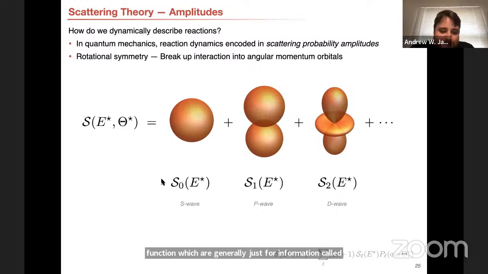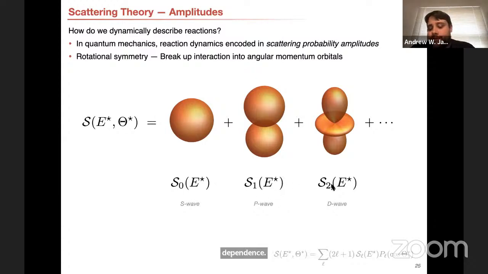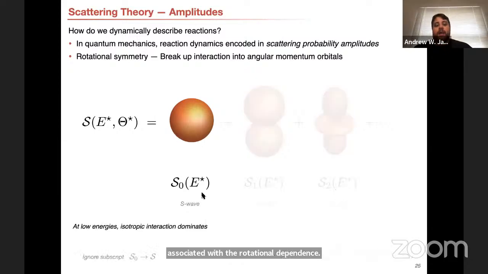But really, we can just think of this now as a reduced amplitude that has 0 angular momentum and no longer any rotational dependence. This one has 1 unit of angular momentum and no longer any rotational dependence, 2 units, and so on. These are the S, P and D waves, and these are the weight functions associated with the rotational dependence. For low energy scattering physics, the isotropic interaction dominates. That is, the lowest angular momentum distribution is the dominant one for very low energy physics, which is the case we're studying here with neutron-proton scattering.